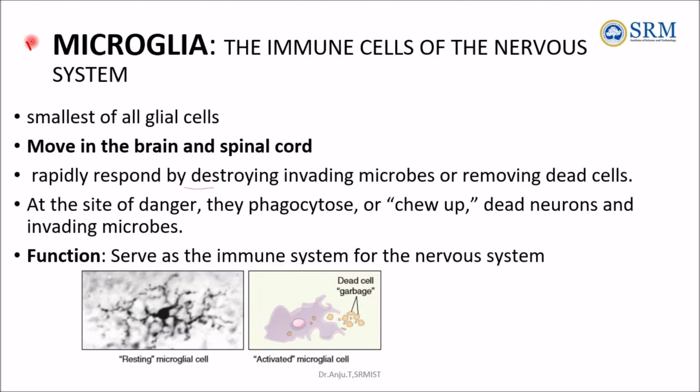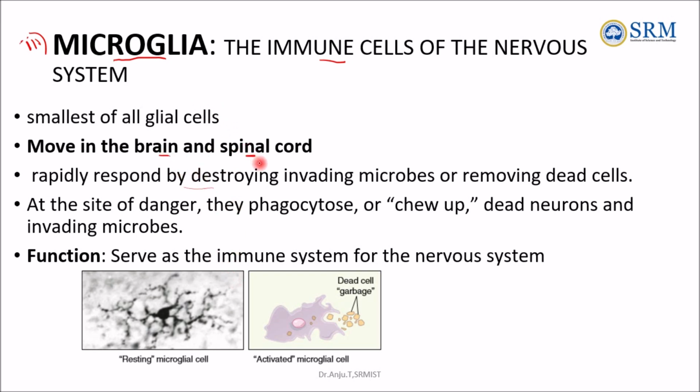The third type of glial cells is the microglial cells. The major role is acting as defense cells, that is, they are the immune cells of the nerve cells. They are like fighting against the foreign particles which are entering into the nervous system. So they are the smallest glial cells, and they are found in the brain and the spinal cord.